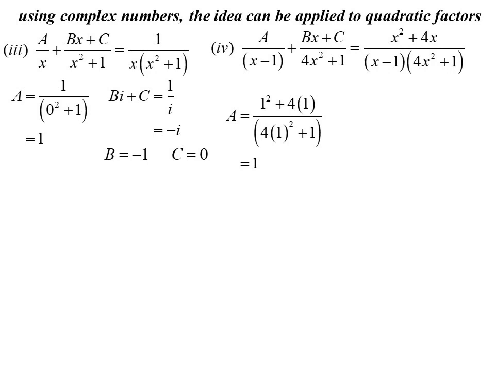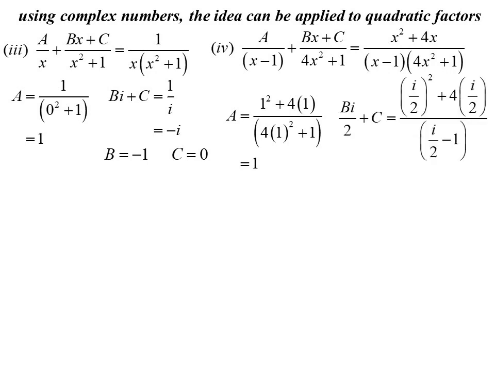Now, maybe this is not the best way of doing it, but you could do it this way. Cover up the 4x squared plus 1. What would make that equal to 0? Well, i on 2 would make that equal to 0. Okay, so I'll substitute in i on 2.